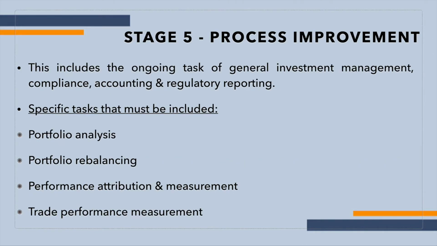The last stage talks about process improvement, that is investment process improvement. So this includes the ongoing task of general investment management, compliance, accounting and regulatory reporting. So remember, in stage 2, you constructed a portfolio and then you are executing in the upcoming stages. Good. But does it stop there? No. You need to continue that.